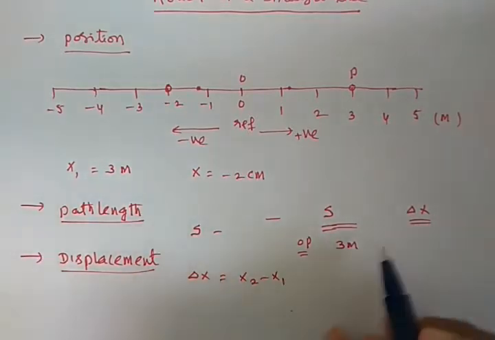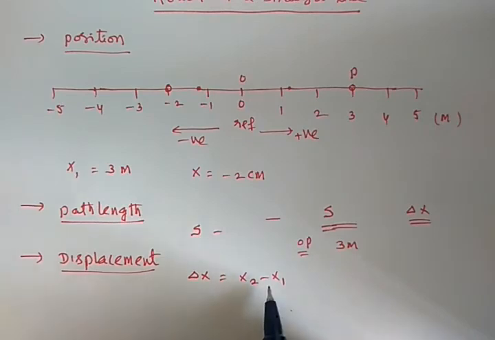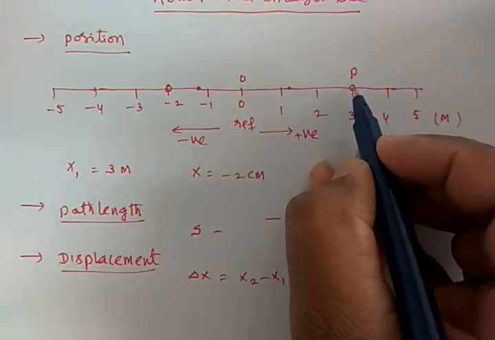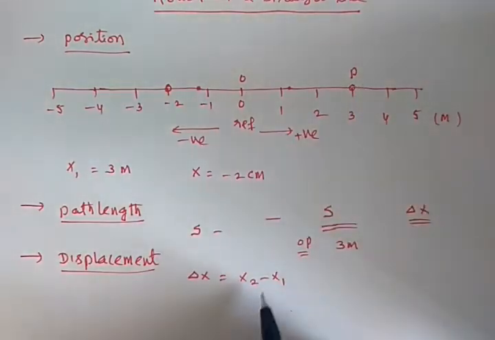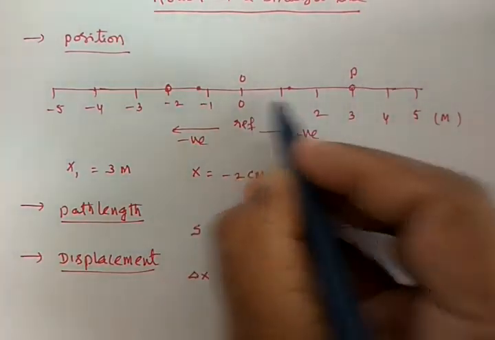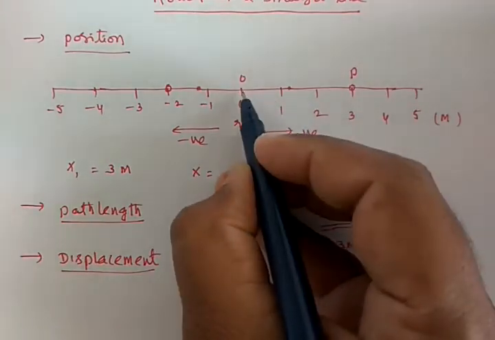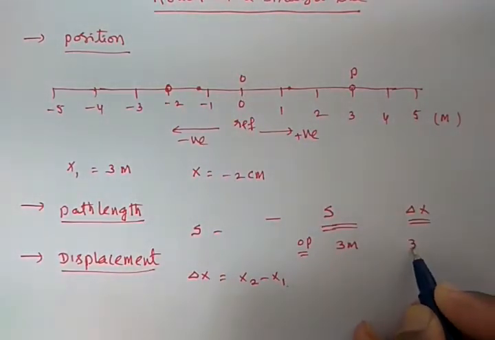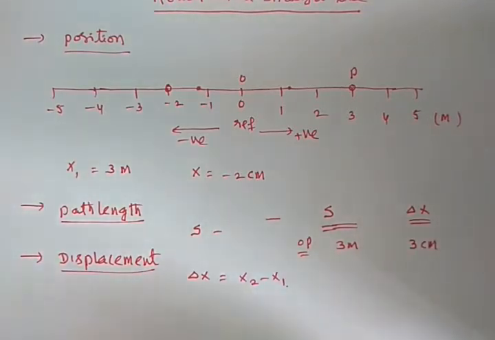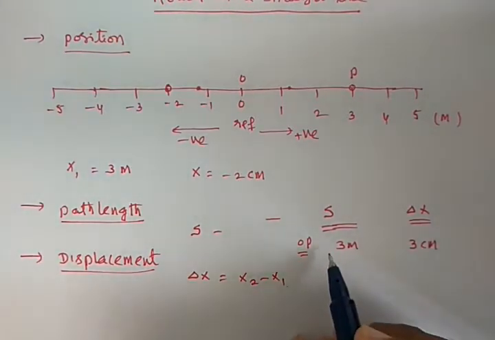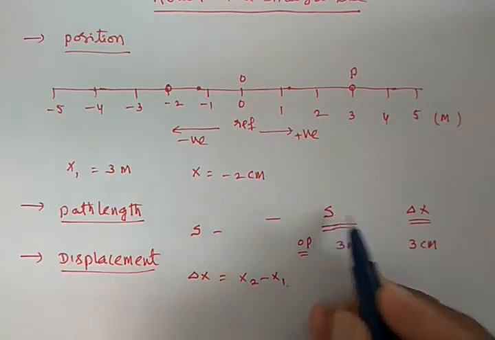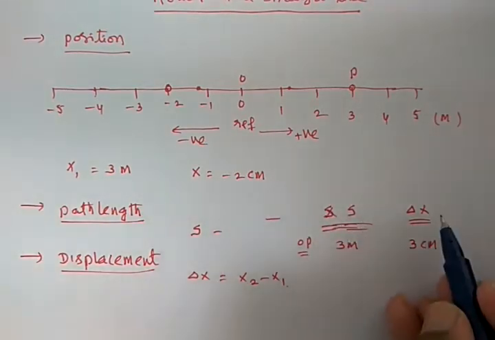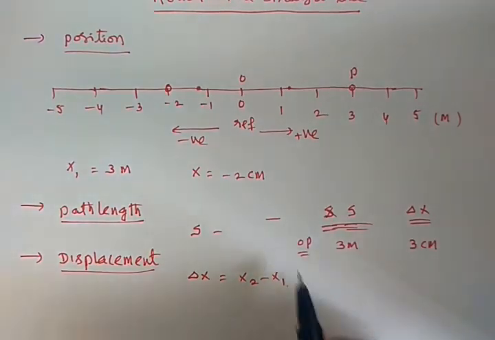Whereas displacement is defined as change in position. Initially it was here and finally it is here. Then change in position is x2 minus x1. So x2 is finally it is here, initially it was here. Then 3 minus 0 is also 3. So in this case, distance and displacement both are same for this path.